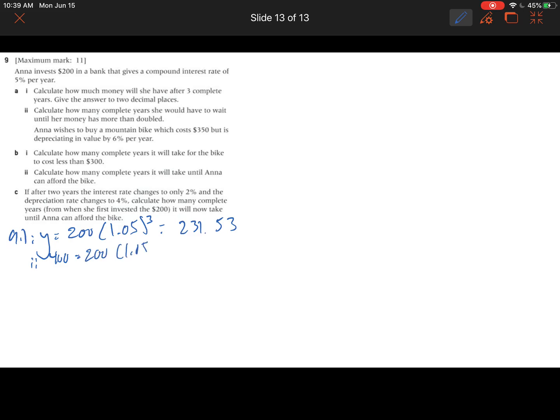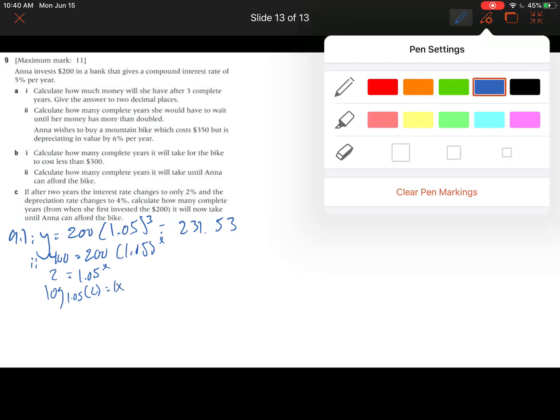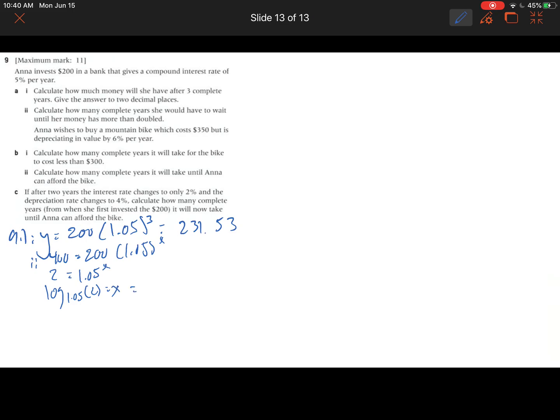Calculate how many years. That means we're looking at 400 equals 200 times 1.05 to the x. That's 2 equals 1.05 to the x. That's a log thing. Log base 1.05 of 2 equals x. If you need to use a calculator, you might want to use the change of base formula, which is log 2 over log 1.05, which is log 2 divided by log 1.05, 14.2 years.